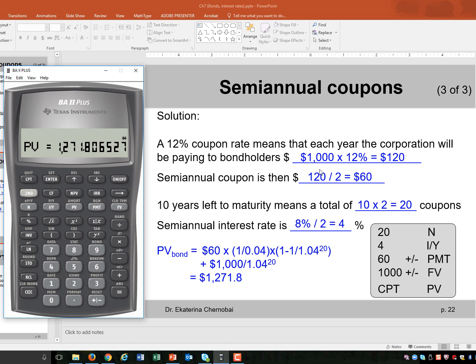So keep consistency. If you have semi-annual coupons, you need to adjust 3 things. The coupon is the annual coupon divided by 2. The number of coupons is the number of years left to maturity multiplied by 2. And the discount rate is the annual yield to maturity divided by 2. All 3 of these adjustments must be made in order to do the calculations correctly.